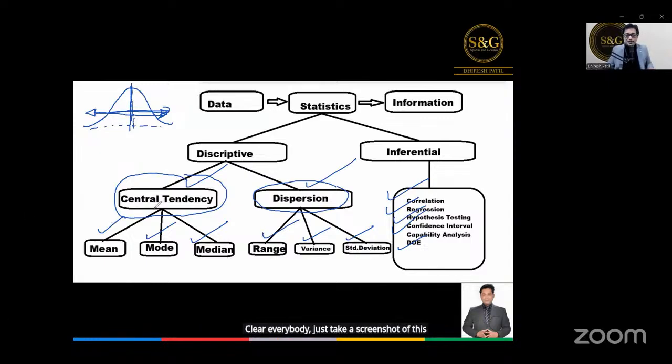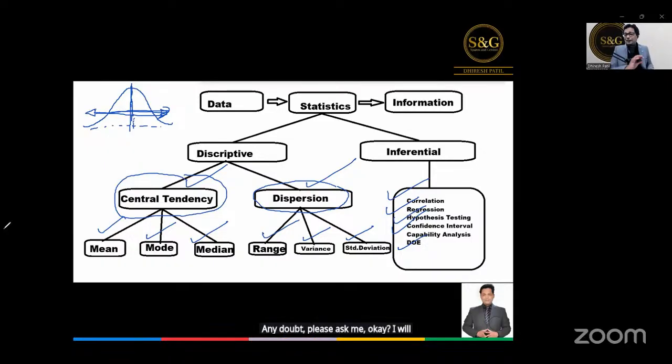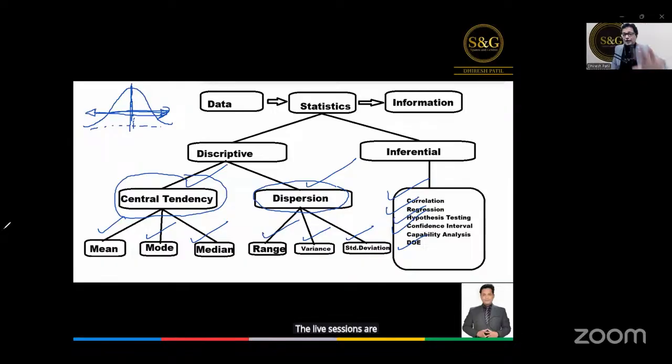Now I am talking about central tendency. Just give me yes in the chat box if you are with me till now. Any doubt, please ask me. Okay, I will answer the question. I will clarify all your doubts. The live sessions are for the doubt clearance.